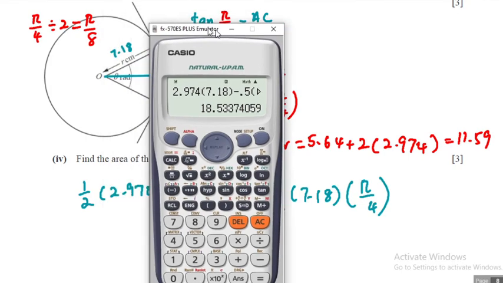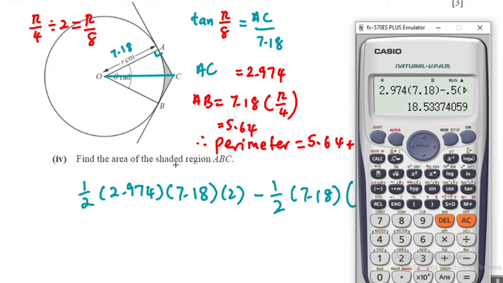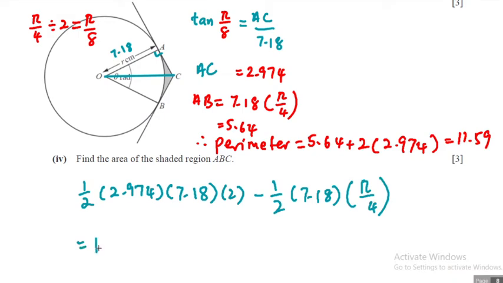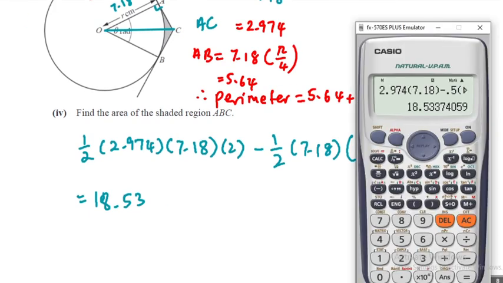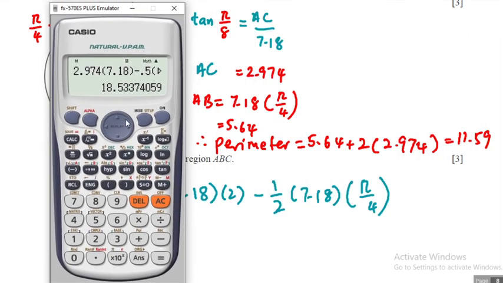Is that correct or not? 18.53. Did we minus? What? I think I pressed wrongly. Is it pi over 4? Let me check. 2.974 times 2, and then minus 0.5 here. Hang on.